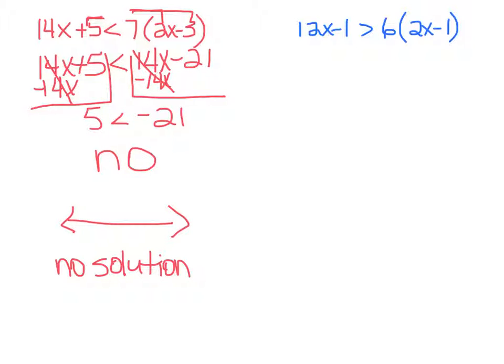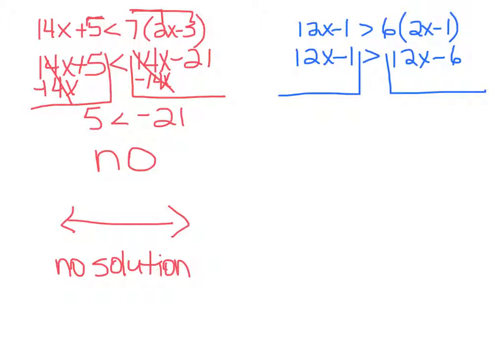In blue, we have another inequality that's going to be the other extreme. Again, we are going to simplify this as much as we can. The left side is 12x minus 1 is greater than. We are going to distribute the 6 to give us 12x minus 6. Here we have the left, here we have the right. So we're going to take this 12x and subtract it to make it go away. So then we have to subtract it on the left side as well.